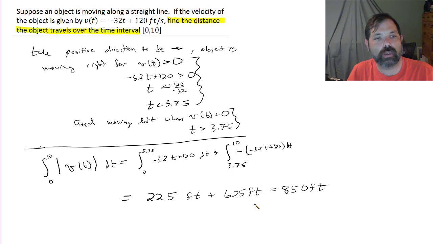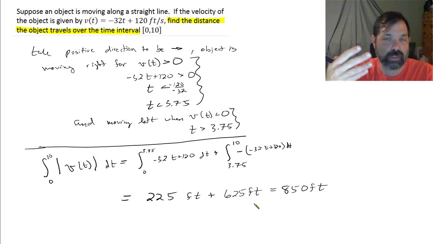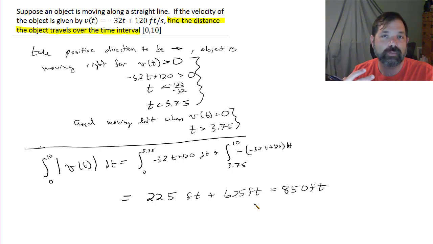So when you're calculating a total distance traveled, you integrate the absolute value of the velocity function. You have to figure out when the velocity would be positive or negative, and you have to, in a sense, use the opposite of any times when the velocity would have been negative.